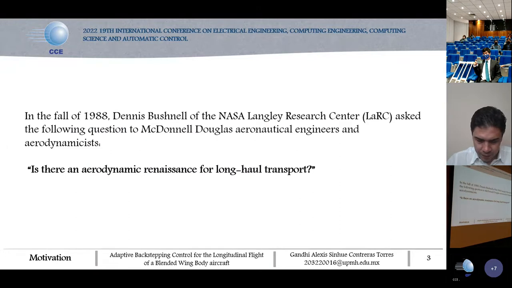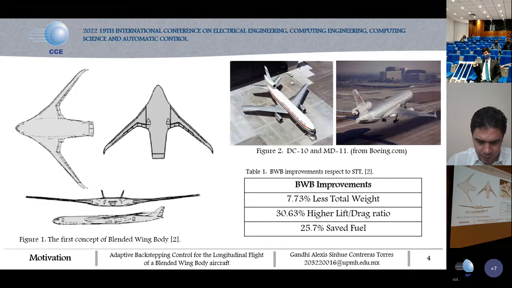In 1988, NASA asked McDonnell Douglas, now Boeing, whether there existed a new aerodynamic aircraft with the capacity for long range and huge payload. Many aeronautical engineers and aerodynamicists launched this version, called the blended wing body aircraft. It was the first concept of this generation of configuration in aircraft, and it was compared with the tube-and-wing, the conventional aircraft in which we travel nowadays. The general improvements with this new configuration were less total weight, higher lift-to-drag ratio, and fuel savings of 25%. That is an amazing percentage.